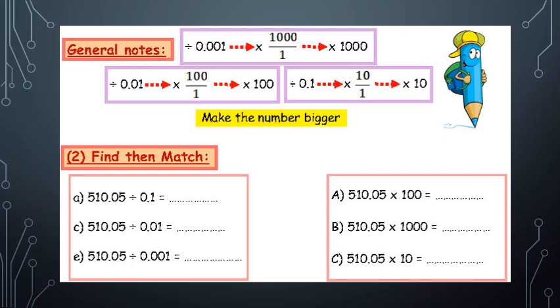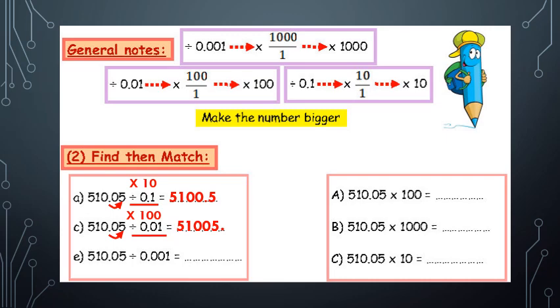510 and 5/10 divided by 1/10. Dividing by 1 tenth is equal to multiplying by 10. When we multiply by 10, or multiply by 100, or multiply by 1000, we move the point to the right. So, multiply by 10, the point will move to the right one step. So the answer will be 5105 tenths. When we divide by 1 hundredth, that means multiply by 100. So the point will move 2 steps to the right. And the answer will be 51,005.